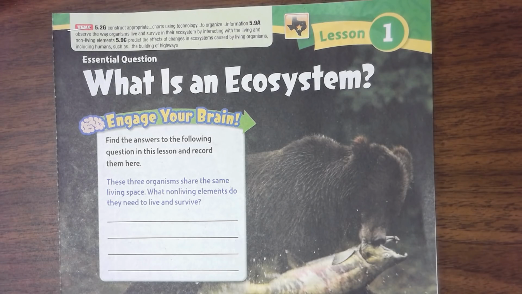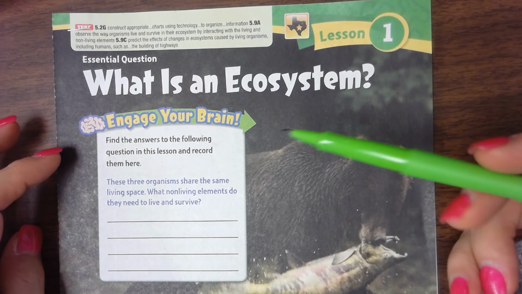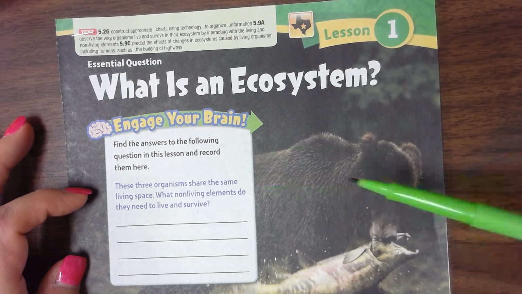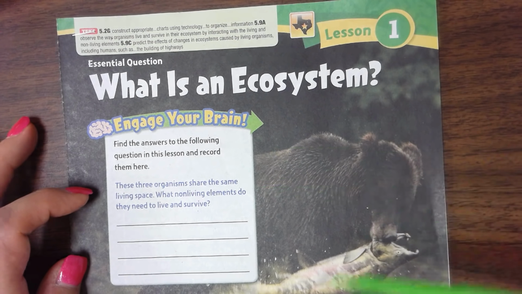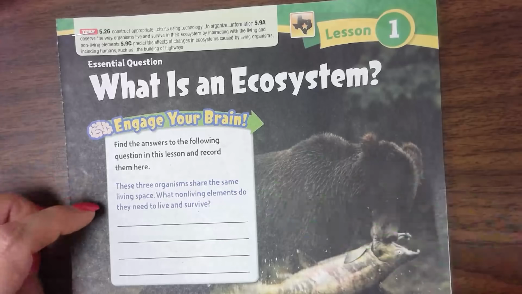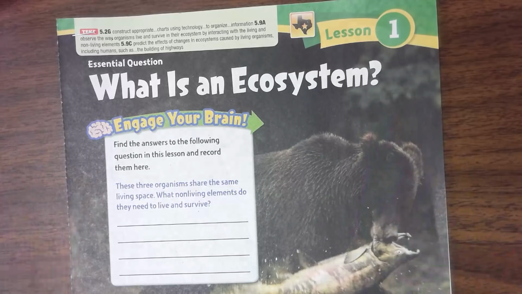All right, the first thing is called what is an ecosystem? So I want you to answer this question. These three organisms, the bear, fish, and bird, share the same living space. But what non-living elements do they need to survive? Well, look in the picture. What's one that you see that was on our list for abiotic?